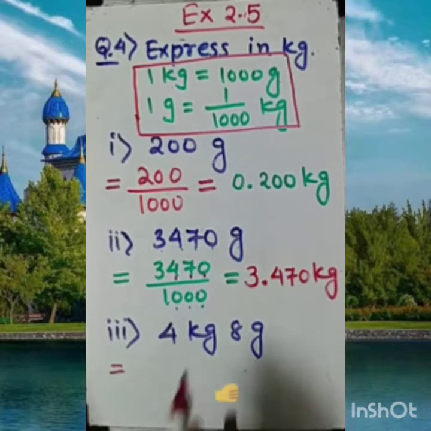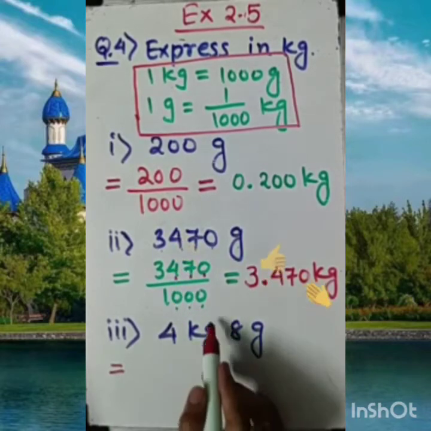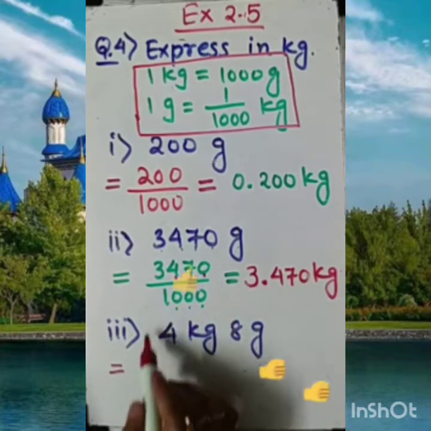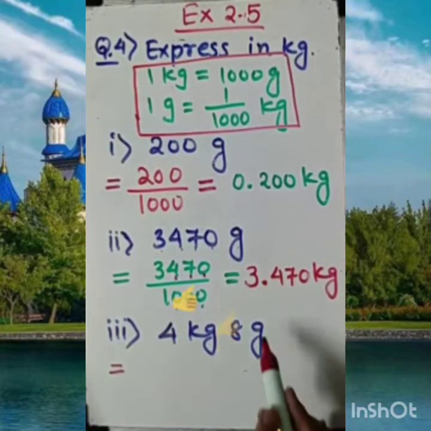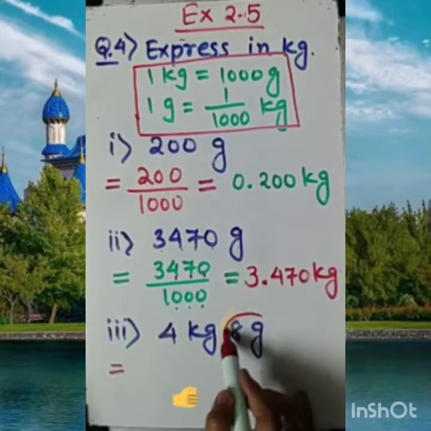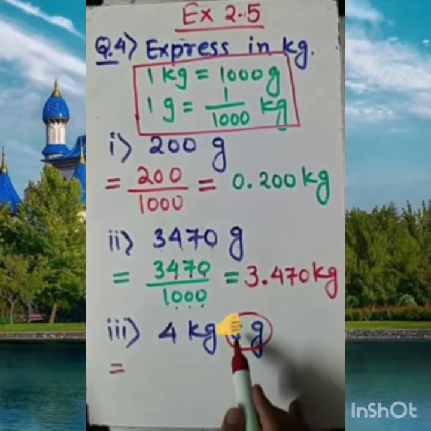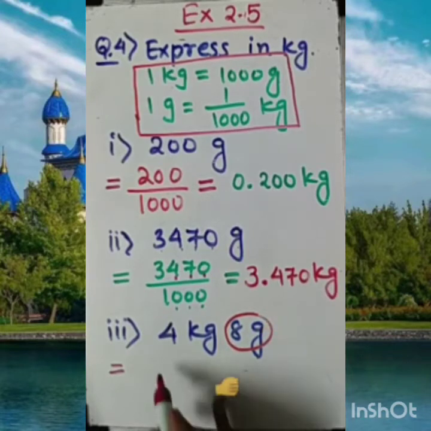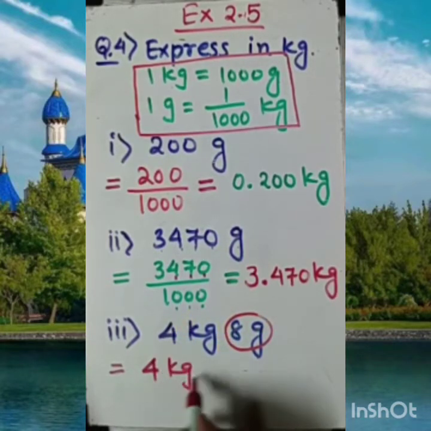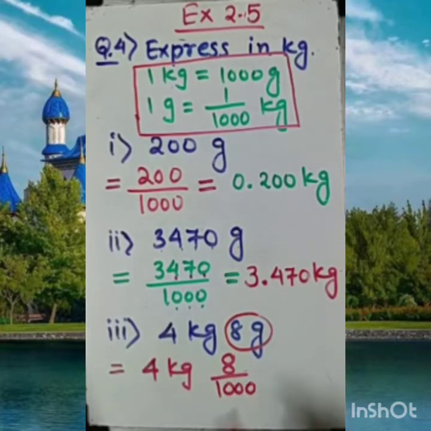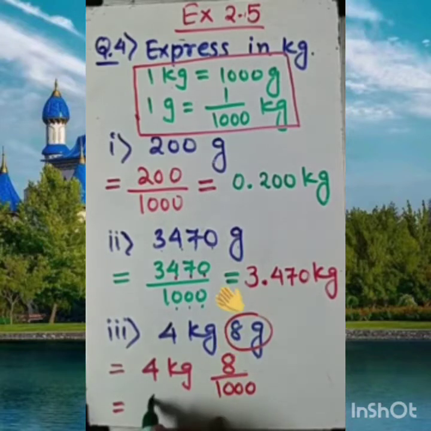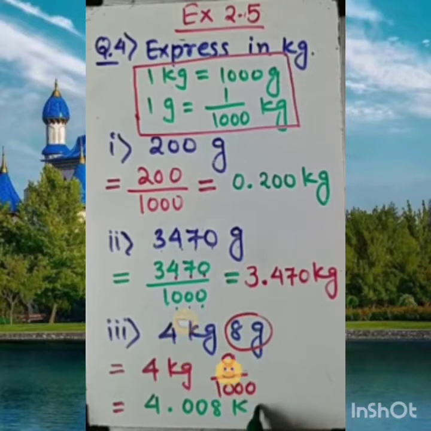Same procedure here we are going to apply. Here already we are given 4 kilogram, means integer part is 4 given. But we have to work out on this gram because we were focusing on this gram. So this gram should be divisible by 1000. This is 4 kilogram as it is, and 8 gram as I want to convert into kilogram, I have to divide with 1000. So what do I have as a result? Just look at your screen. We will have here 4.008 kilogram. What is the reason?